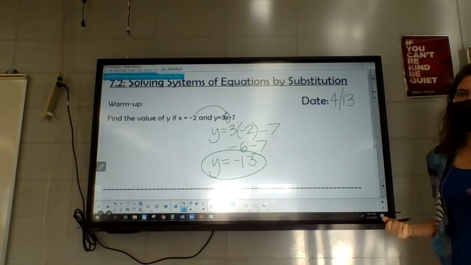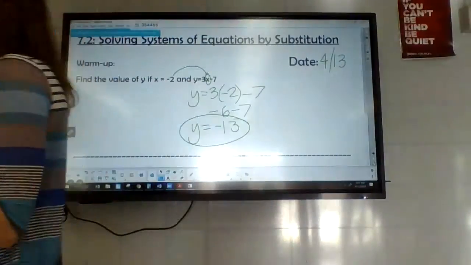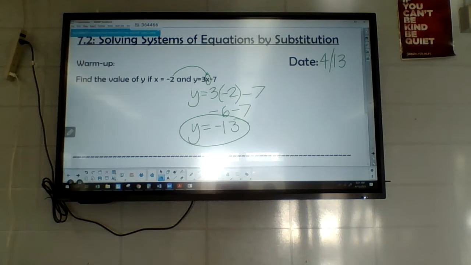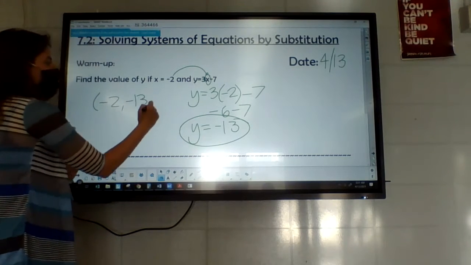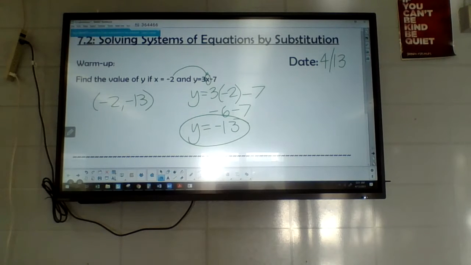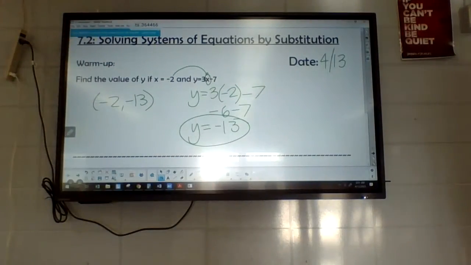So hopefully you guys got that as well. So essentially what's going on here is we just found the x and y for the solution. So if I wrote that as a coordinate point, this would be -2, -13. If I were to graph those two equations, that's where they would cross. So there's kind of a lot going on there.